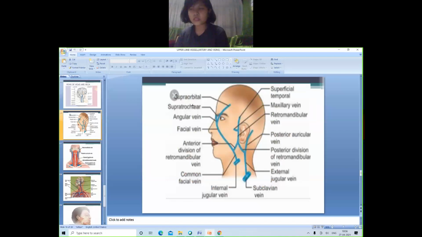The next is the supratrochlear vein. This is the supratrochlear vein.